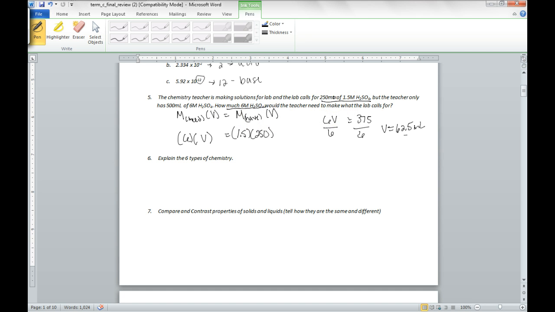The next one is, what are the 6 types of chemistry? Explain the 6 types of chemistry. For the first one, it's biochemistry. Bio meaning life, so that's anything that has to do with life and chemistry. So it's medical. Then I have organic, and I loved organic in college. That's anything that has to do with carbon-based molecules.